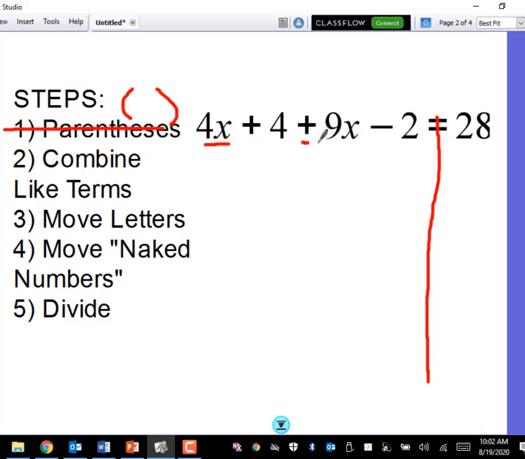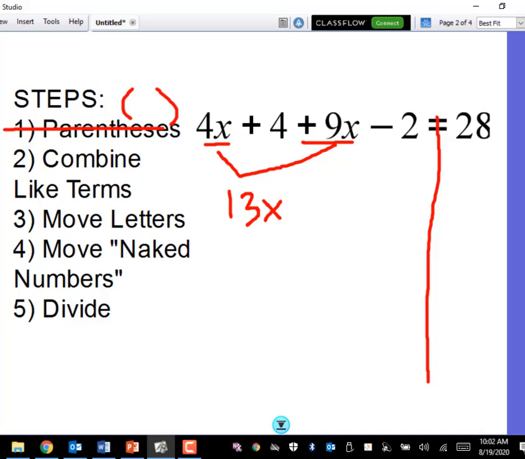So I see this has an x. That's a 9x, so I'm going to add those together. 4 plus 9, because that's positive 9. 4 plus 9 is 13. I'm putting an x with it. It had an x before, so we're going to keep that x label on it.